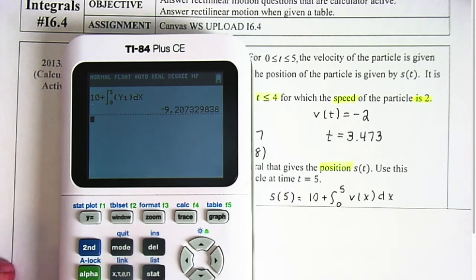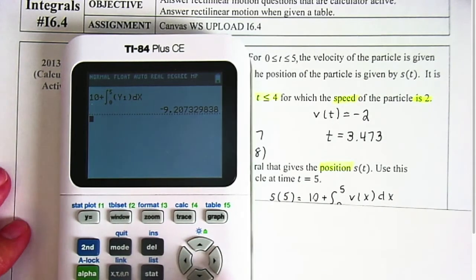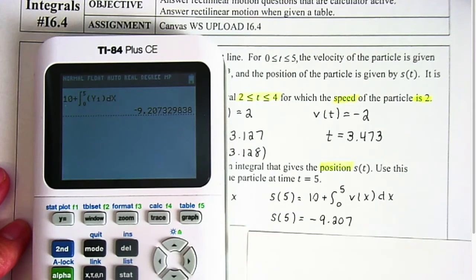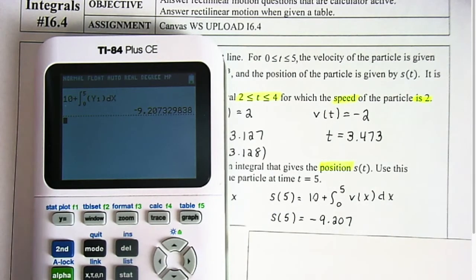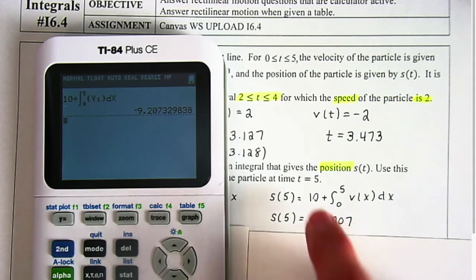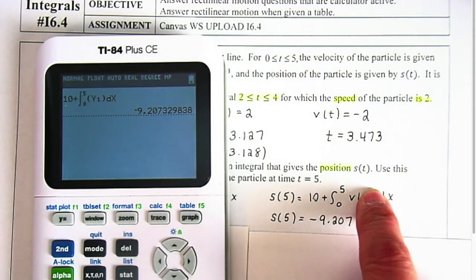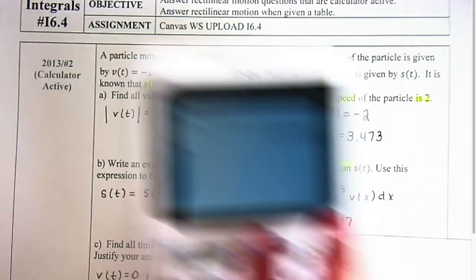And it takes a minute to do it, but it tells me that my position is 9.207. So when you're doing this, you want to make sure that you write the integral on your paper, but then let the calculator evaluate that integral.